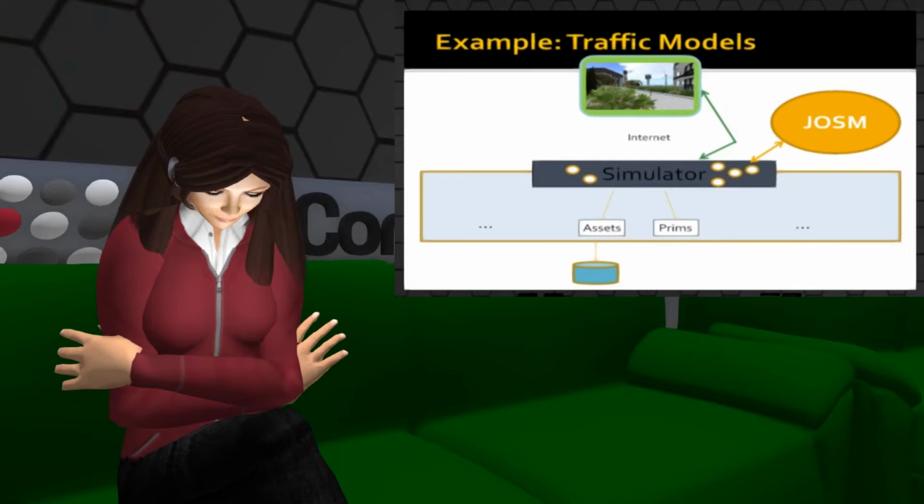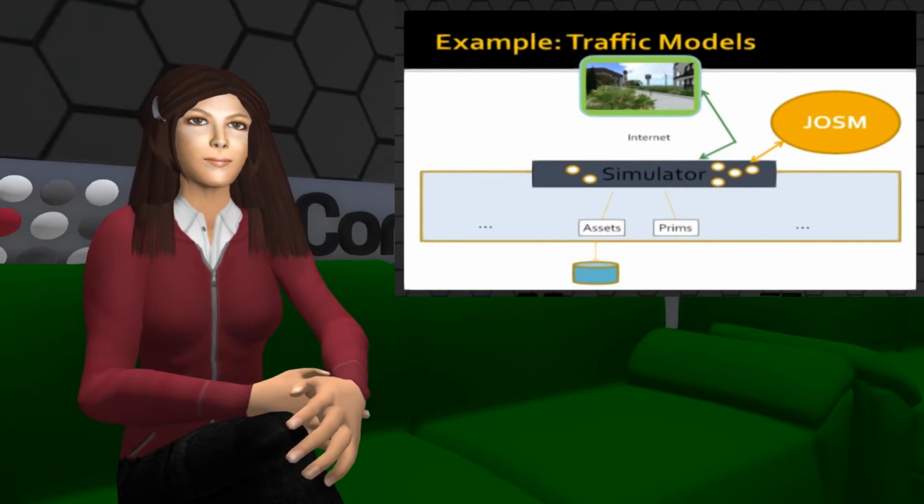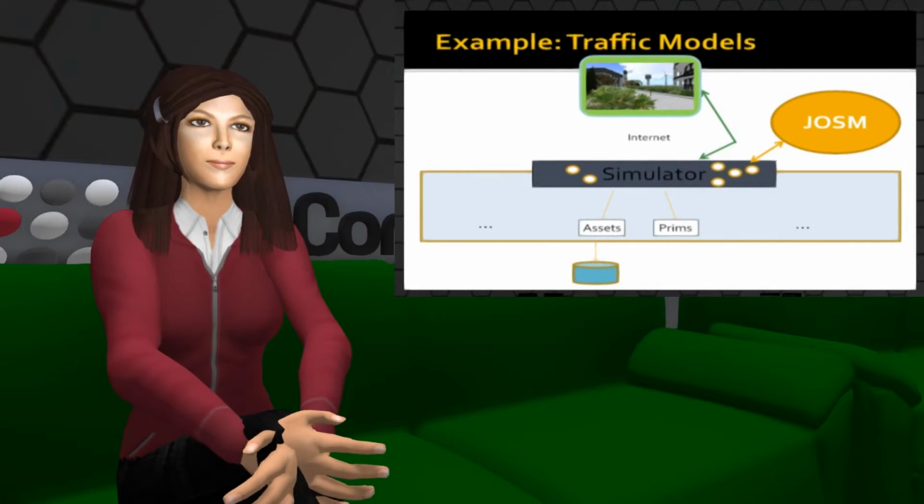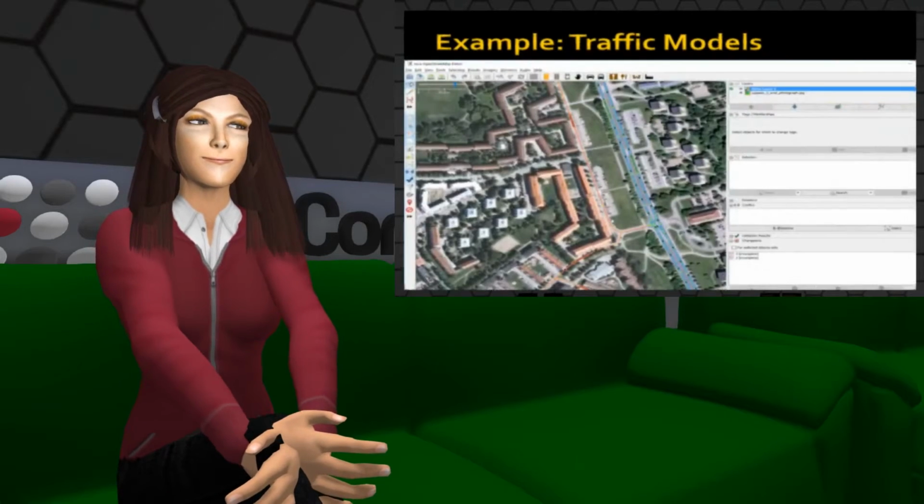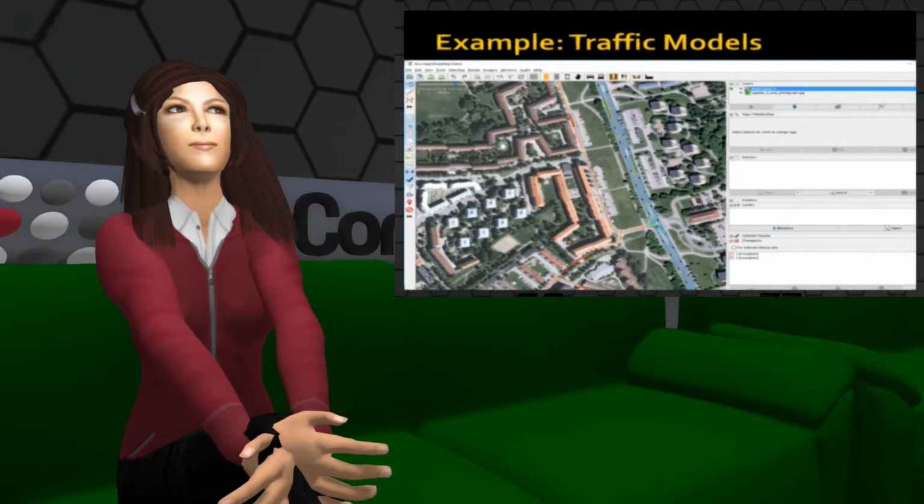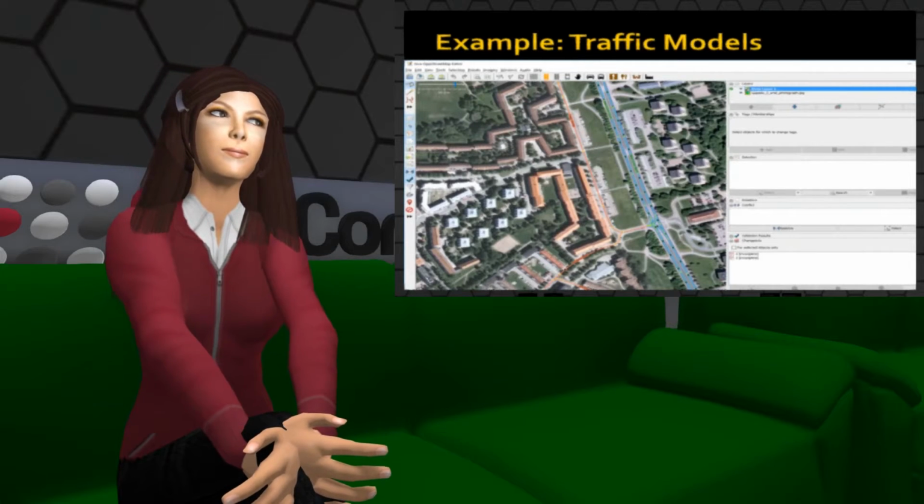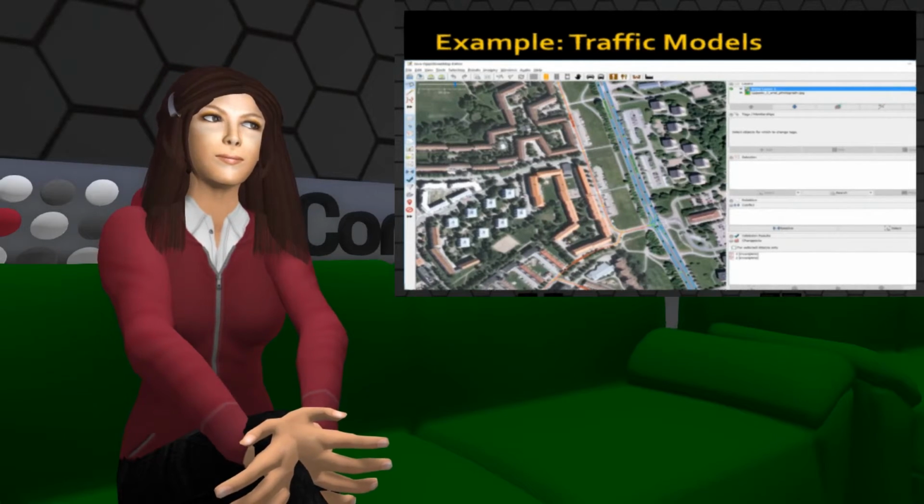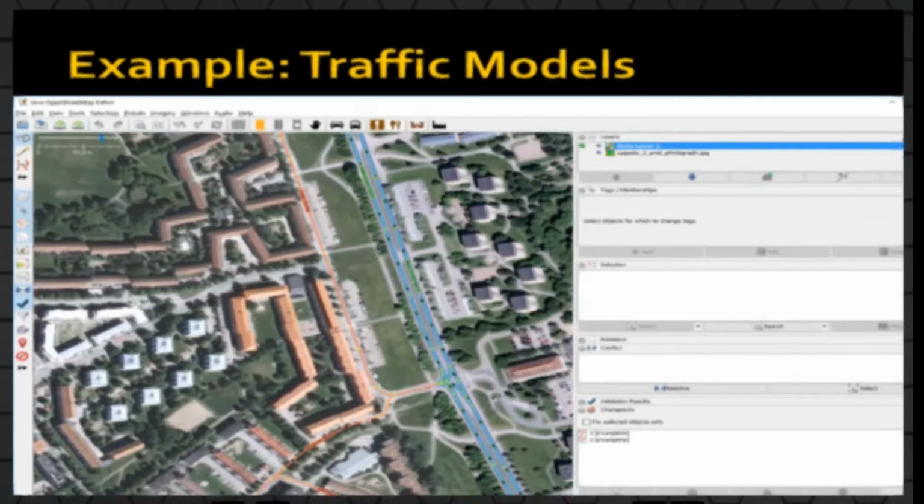So here's an example. Here's a picture of JOSM, and I don't know if you zoom in, you can actually see some of the roads in red and blue. This is how JOSM looks, and you define these layers. You can have many layers, you can have many types of nodes. It's really great.